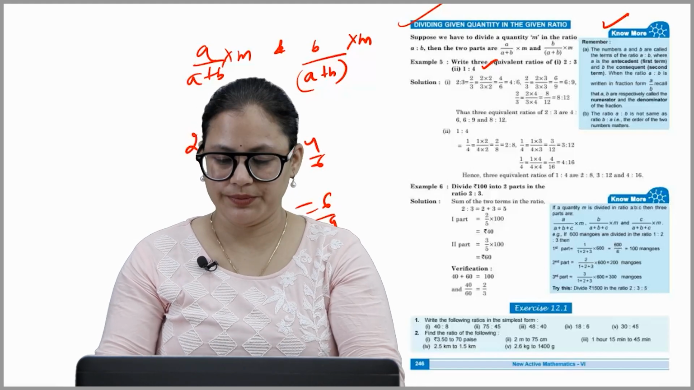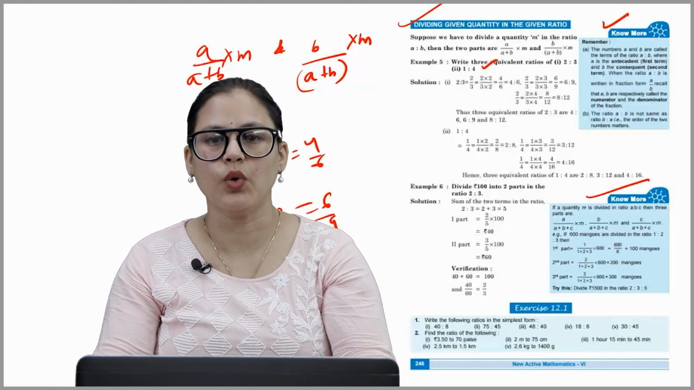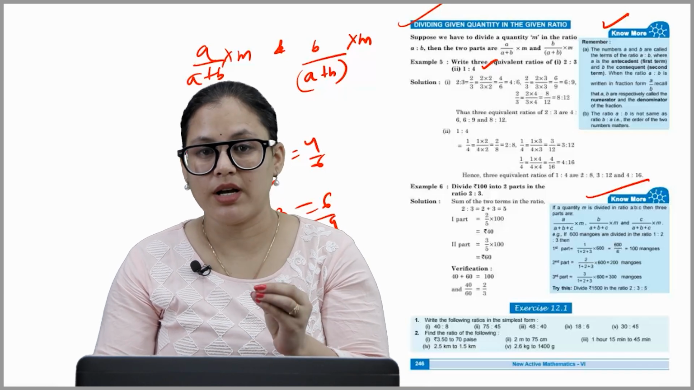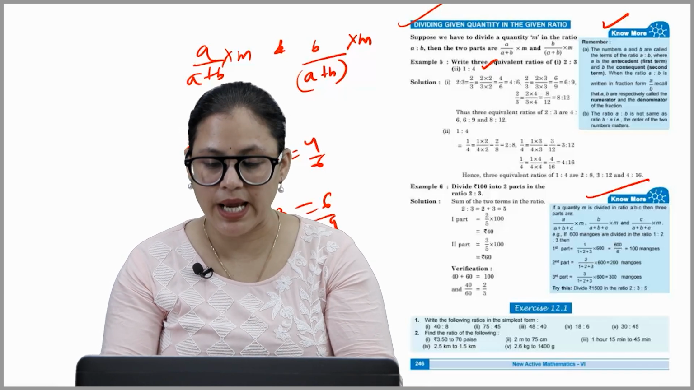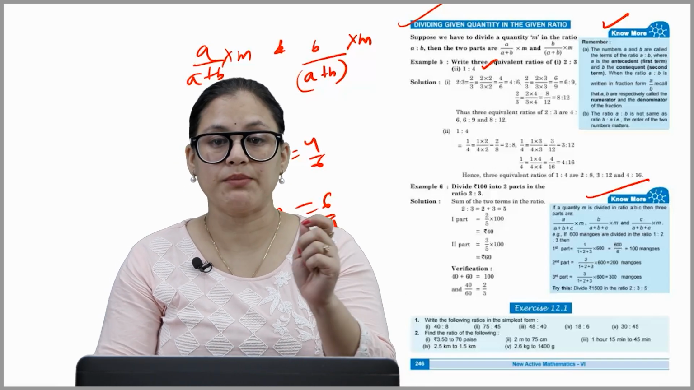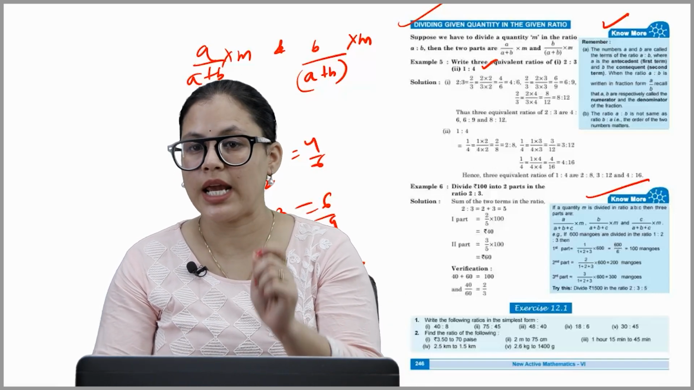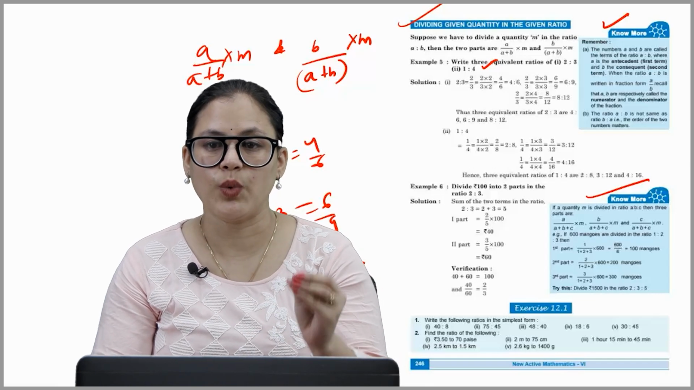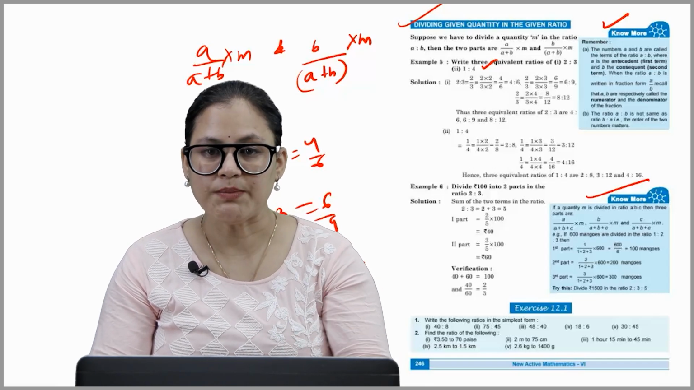If a quantity m is divided in the ratio a:b:c, then the 3 parts are a upon a plus b plus c into m, b upon a plus b plus c into m, and c upon a plus b plus c into m.